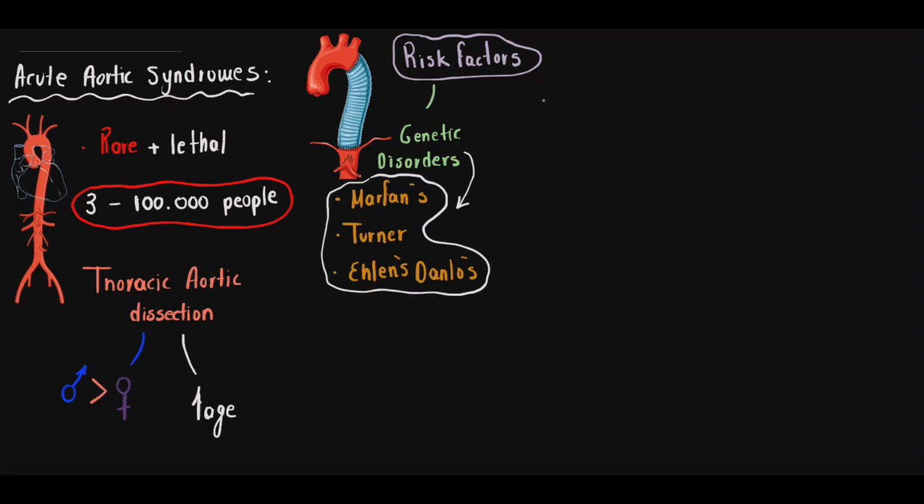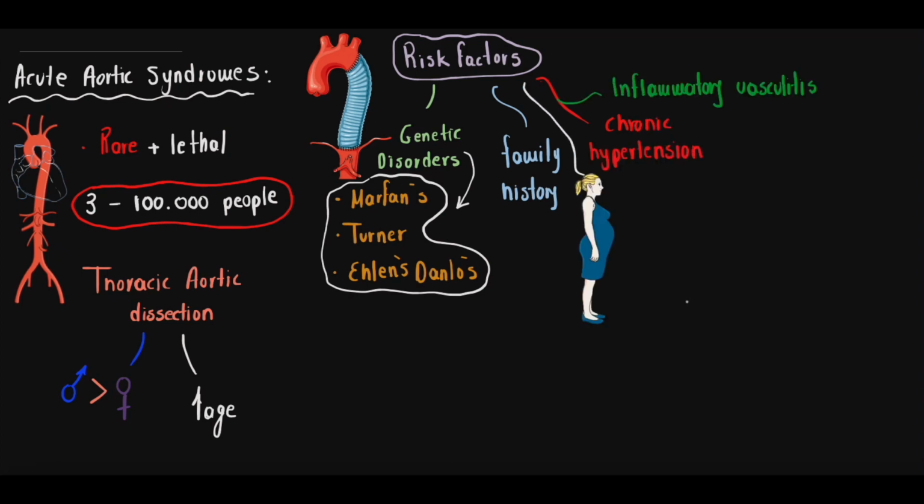Other patients that are high risk for acute aortic syndromes are patients that have a family history of aortic dissections and aortic aneurysms. Of course, another risk factor is chronic hypertension, and inflammatory vasculitis. Pregnancy in women is another risk factor. And the final risk factor is chronic exposure to corticosteroid and immunosuppressive drugs.